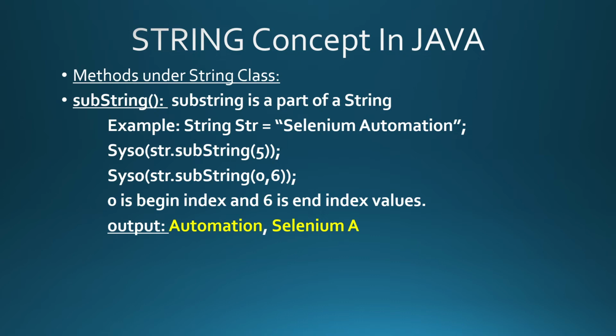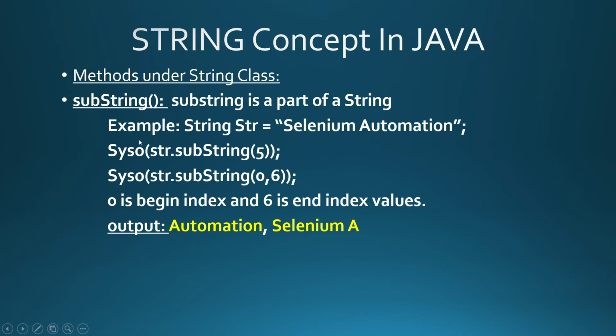Okay, so here the next method is substring. Substring is also a part of a string. For example, here String str equals "selenium automation". I created a string here. So now what I am going to print here is System.out.println(str.substring(5)) and also str.substring(0,6).